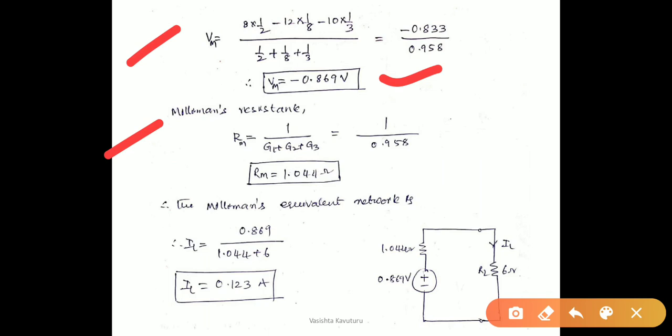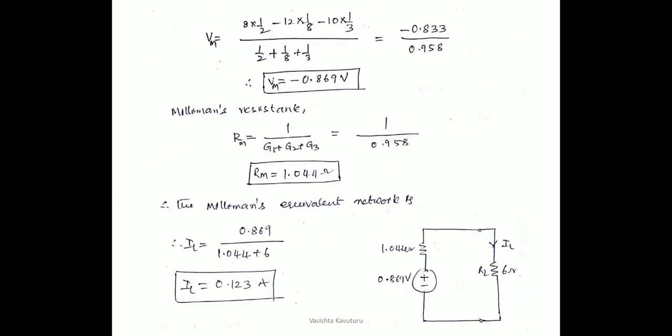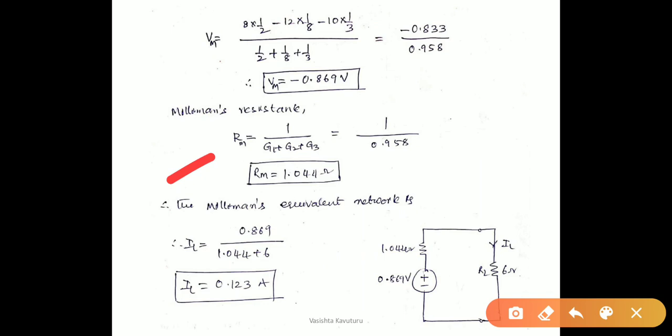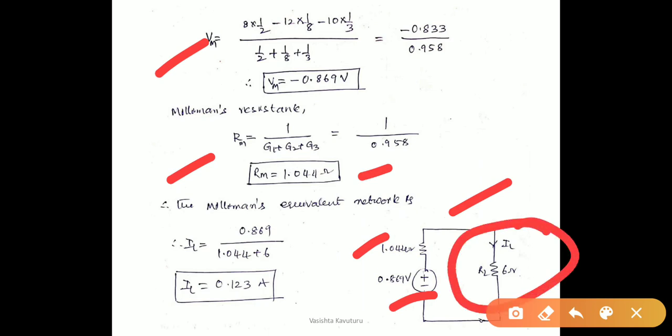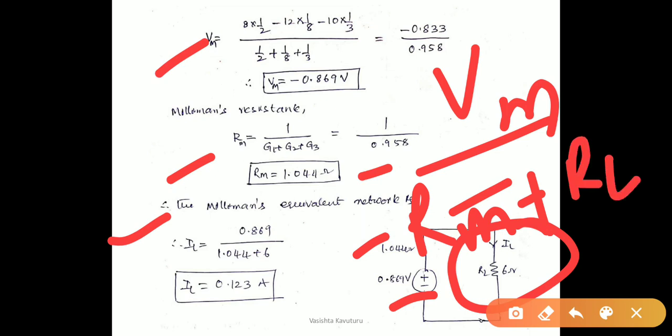Similarly, Millman resistance can be given as Rm equal to 1 by G1 plus G2 plus G3. G1, G2, G3 are already given here, so by substituting these values, we get the Millman resistance as 1.044 ohms. After calculating Vm and Rm, the equivalent circuit is shown here with Vm and Rm connected with the load resistance RL, that is 6 ohms. Therefore, the load current can be calculated as Vm by Zm plus ZL, or since it is a DC network, Vm by Rm plus RL. So the load current is 0.123 amperes.